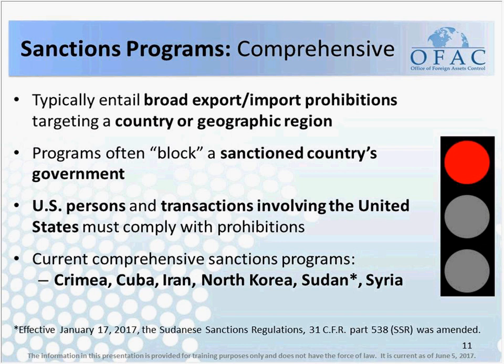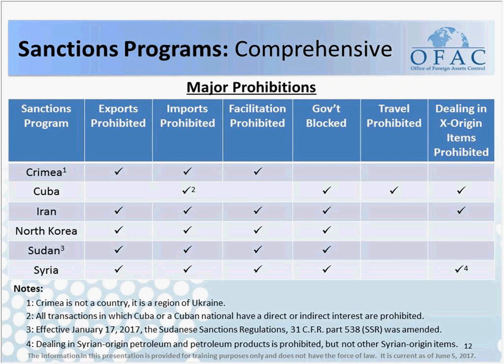Slide 12, major prohibitions. This slide highlights the major prohibitions under each of the comprehensive programs, with one major exception. The 2017 Sudan Rule, which we just spoke about, amends the Sudan Sanctions Regulations effective January 17, 2017. Again, this is a nice, simplified, distilled version of the major prohibitions, but while it is a nice slide to have, and you will get the slides after the presentation, you still need to check the regulations. They are nuanced, they are complicated, so make sure this isn't your Bible per se.